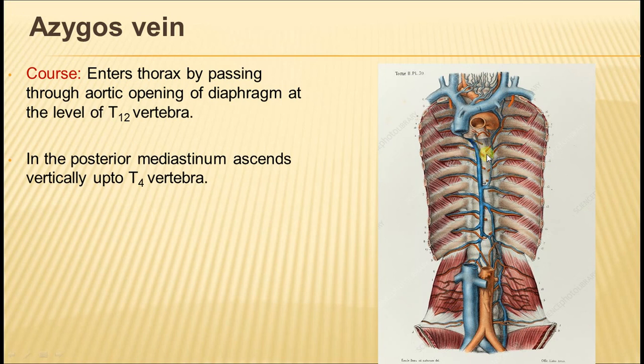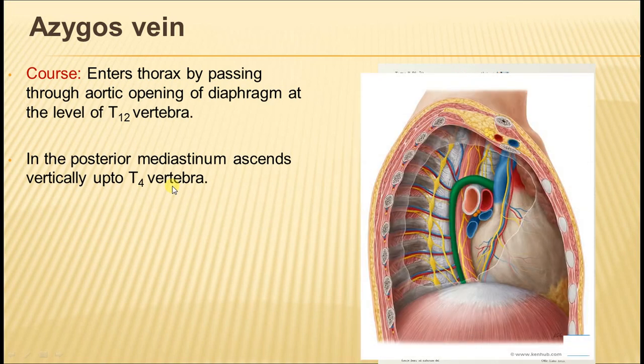At the level of T4, the 4th thoracic vertebra, at the level of the sternal angle behind, it arches over the root of the right lung. You are able to see these are the right lung root structures. You have the principal bronchus, the artery, and the 2 pulmonary veins, superior and inferior pulmonary veins.